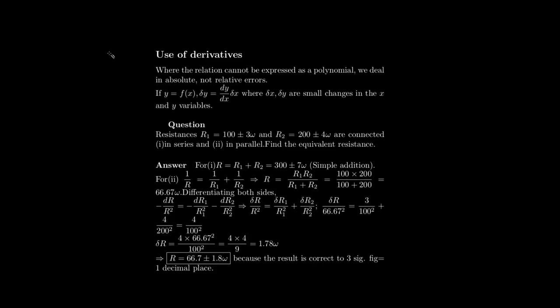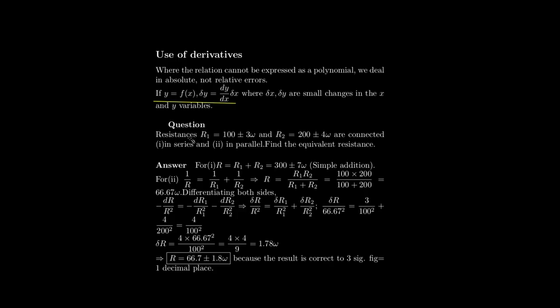Use of derivatives. Where the relation cannot be expressed as a polynomial, we deal in absolute and not relative errors. If y equal to f(x), delta y is equal to dy/dx multiplied by delta x, where delta x, delta y are small changes in the x and y variables.